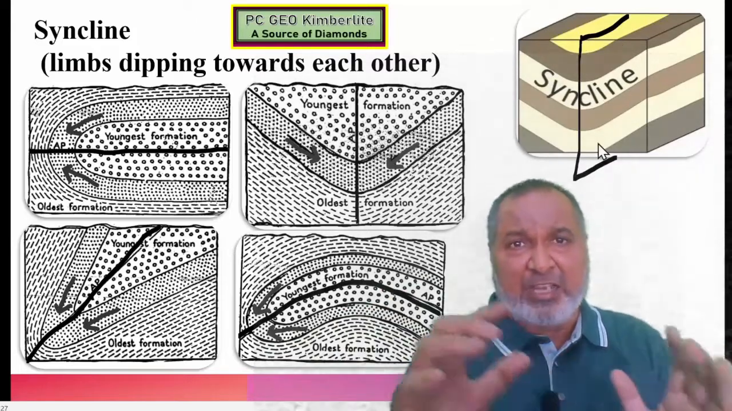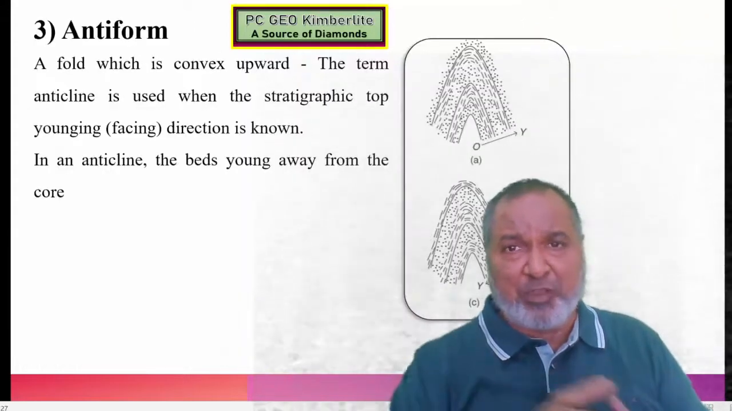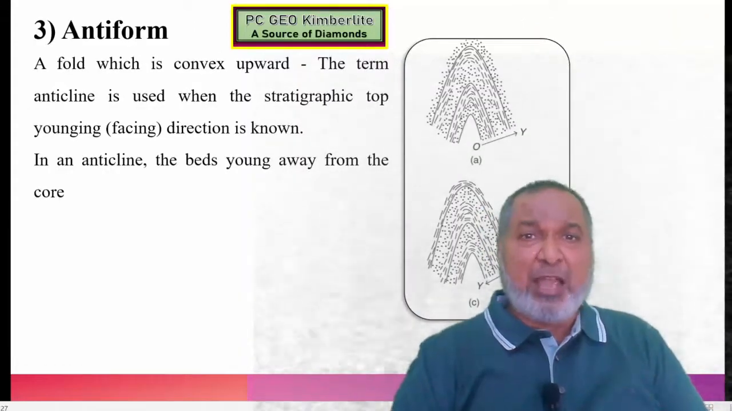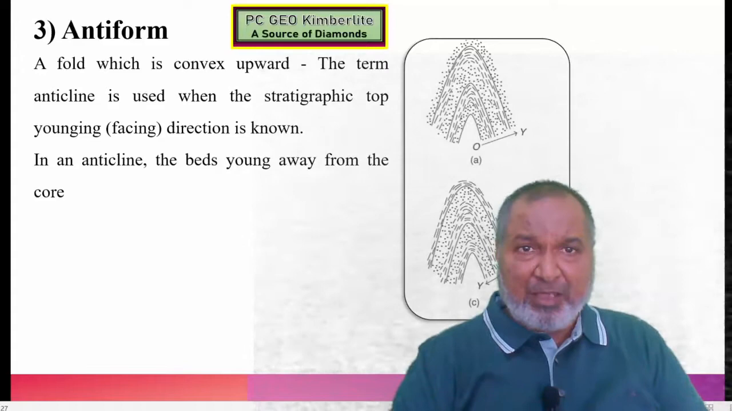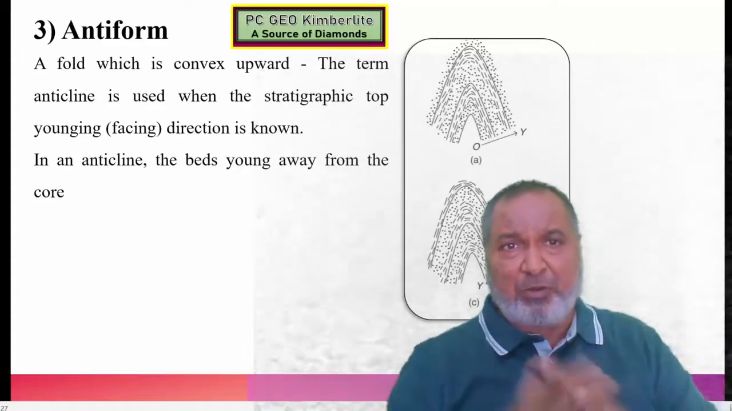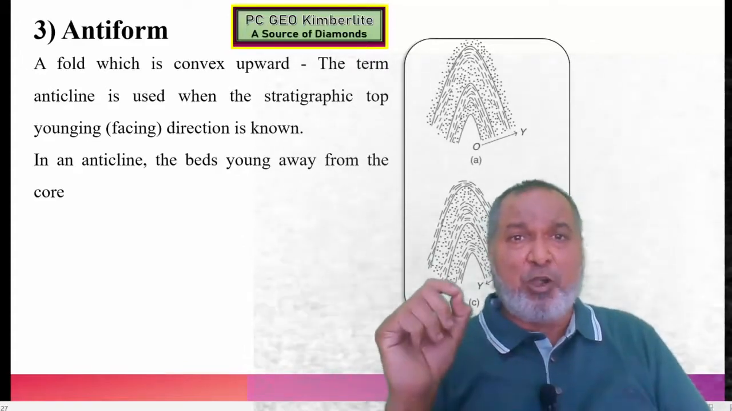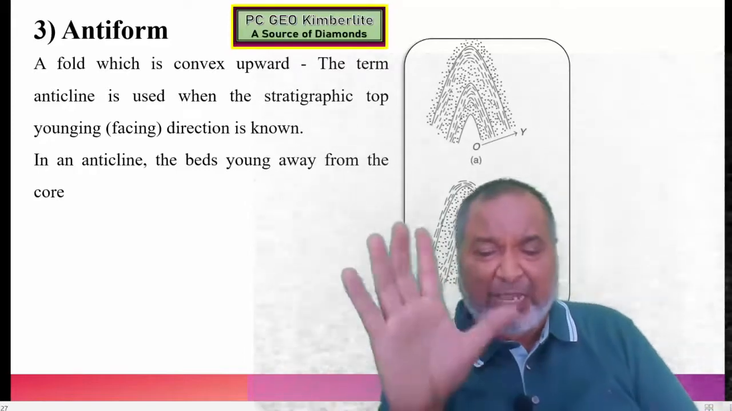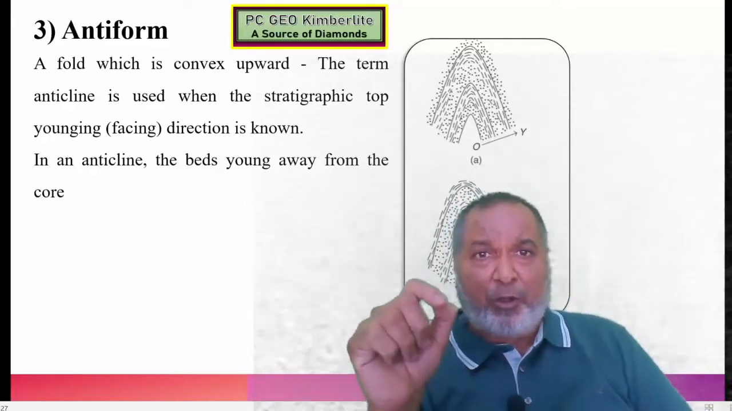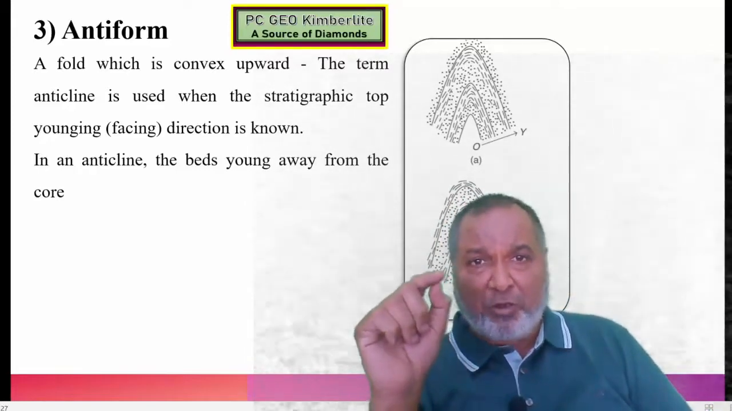So anticline and syncline, these two we have seen. The next one, antiform. Now anticline is a broad term, but here I can see the fold is convex upward. That is the same as what we have in the antiform. Yes, the fold which is convex upward.